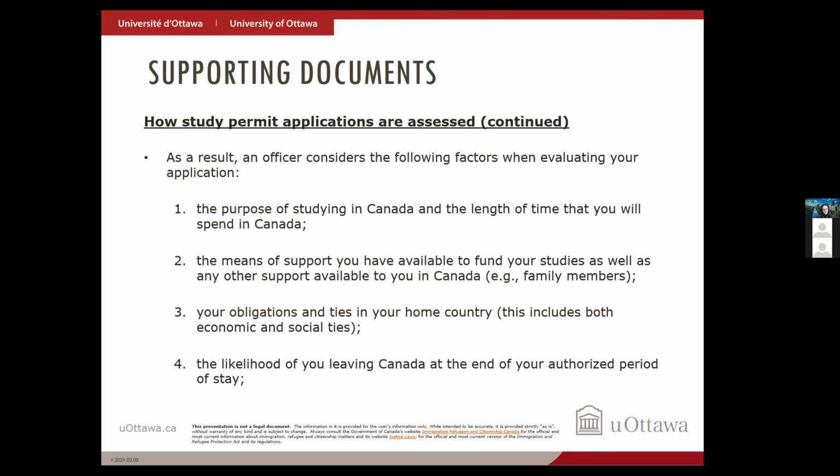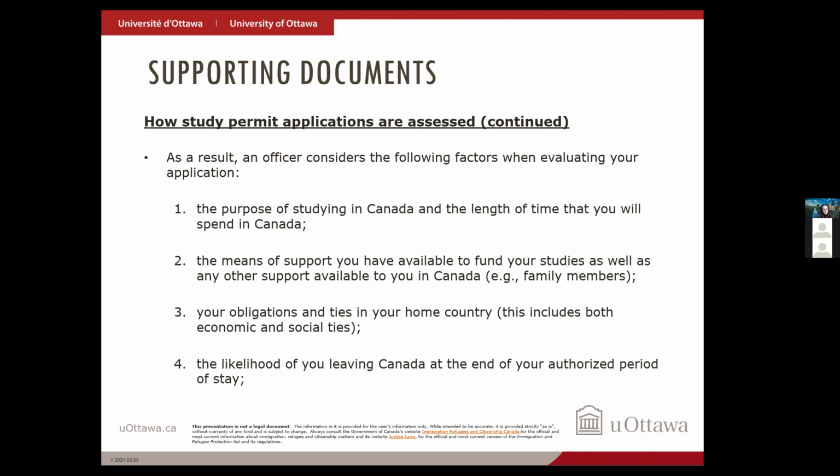They're going to be looking at your ties to your home country and your links to your home country. So what obligations do you have in your home country? Do you own any property? Do you have family members who are dependent on your return? Those kinds of things. So economic and social.